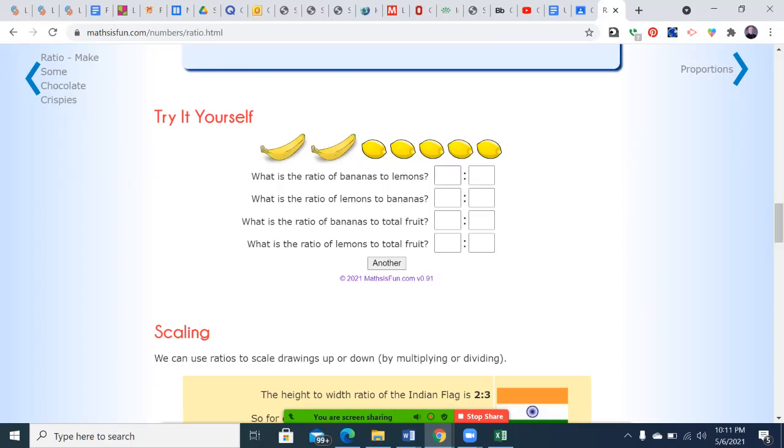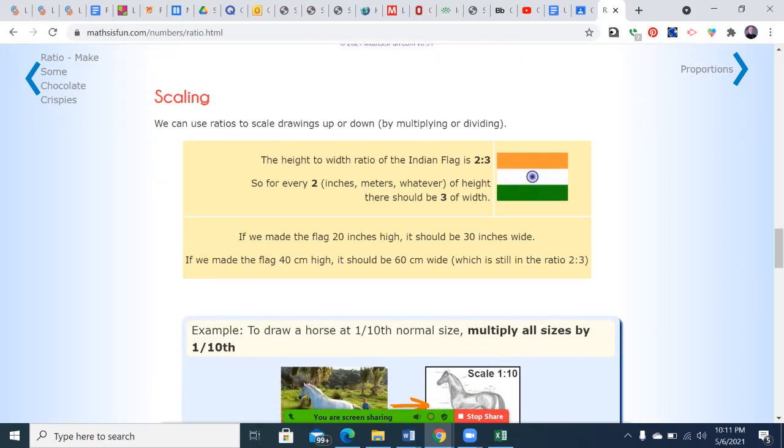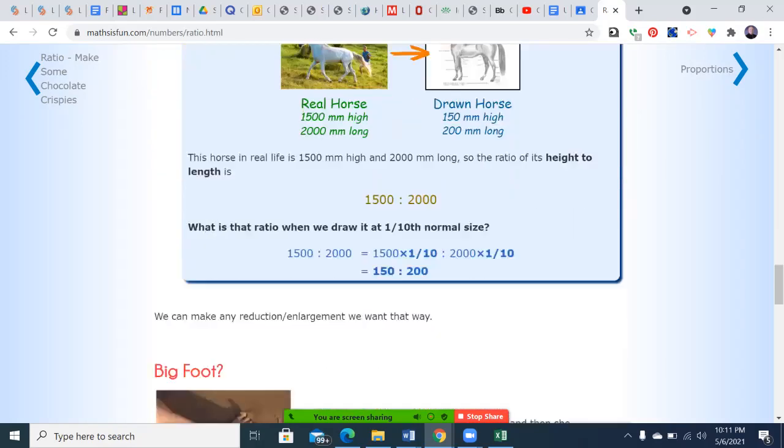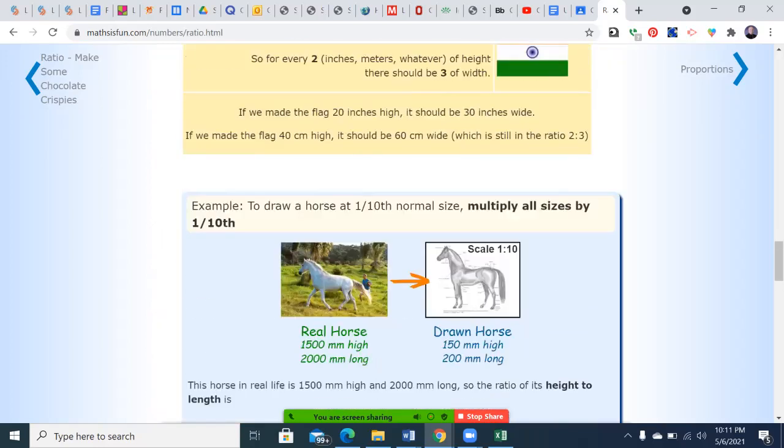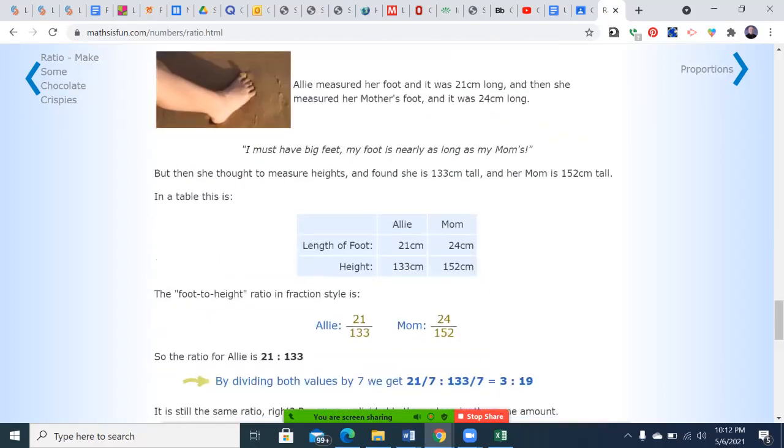Bananas to lemons, 2 bananas to 5 lemons, 5 lemons for every 2 bananas, 2 bananas for every 7 fruit, and 5 lemons for every 7 fruit. You could also do it with scaling, as you've seen here. And you could multiply, if you're scaling, by 1/10. That was one way to scale down here.